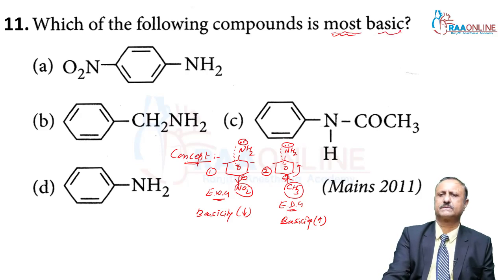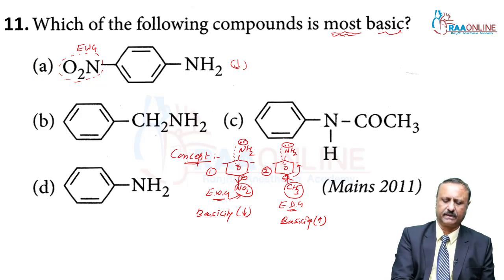So, my dear students, basicity is increased by an electron donating group. So, you can go to answer A, because here I see the NO2 group, and NO2 is an electron withdrawing group. So, it decreases the basicity, but the question is most basic. So, A is not the answer, because the question is most basic and it decreases the basicity. Now, we can go to the B part.